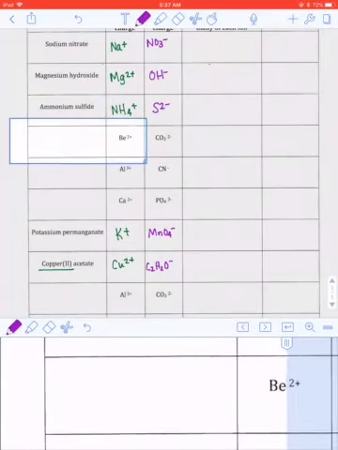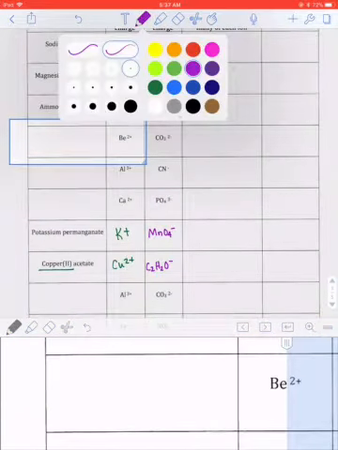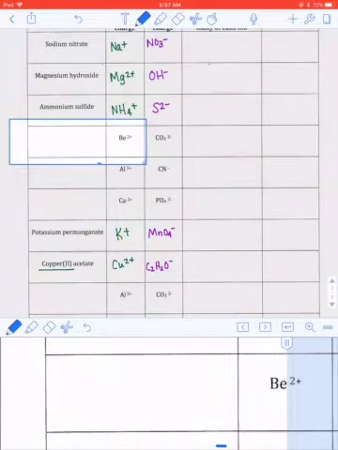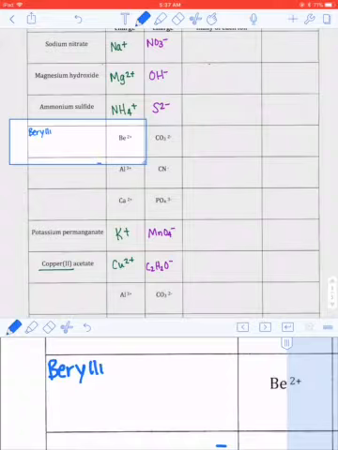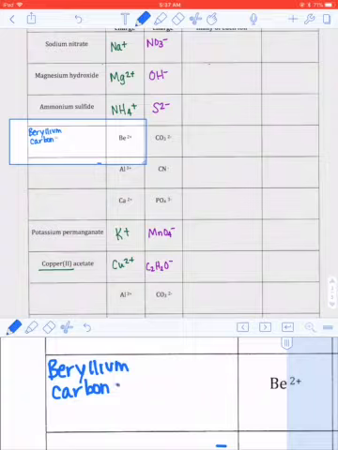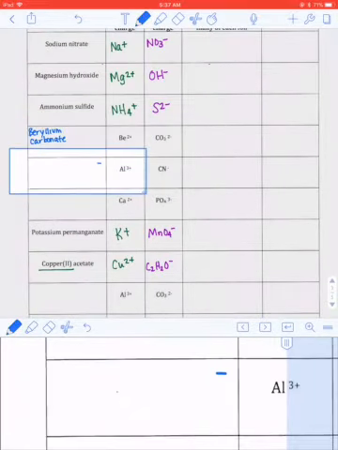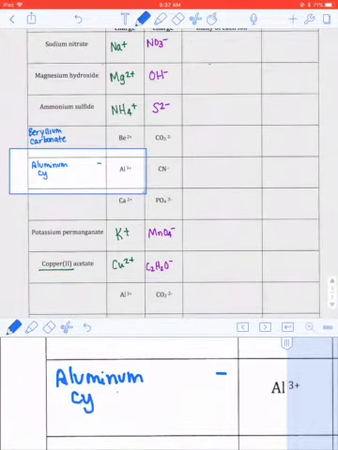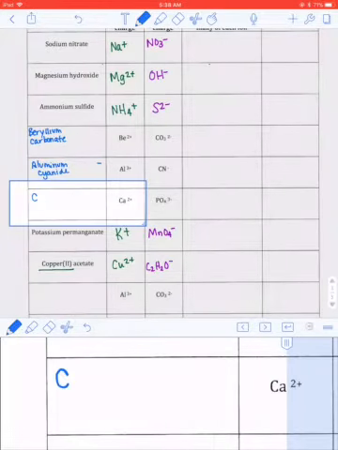Alright, now let's name these guys. So you need your ion chart again. BeCO3 is called beryllium carbonate. AlCN is called aluminum cyanide. CaPO4 is called calcium phosphate.